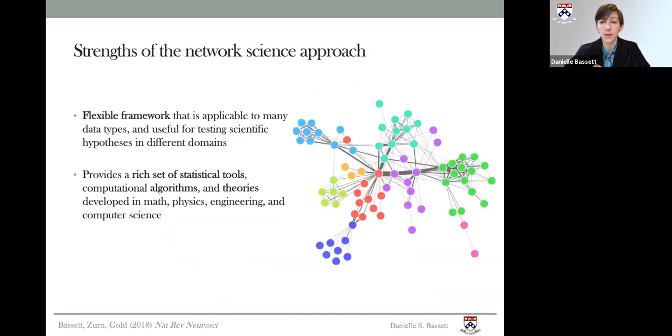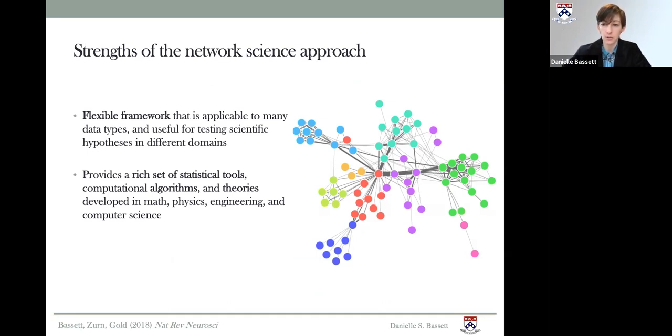Okay, so the strengths of the network science approach in the context of the brain are, number one, that it's flexible. We talked about two ways in which it is flexible. One is that it can be applied across different spatial scales, from the molecular up through social networks. The second is that there are different encoding processes that can provide different representations of the system that will be important for different kinds of hypotheses.